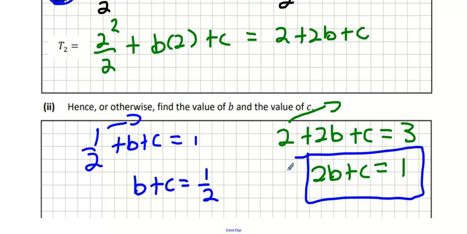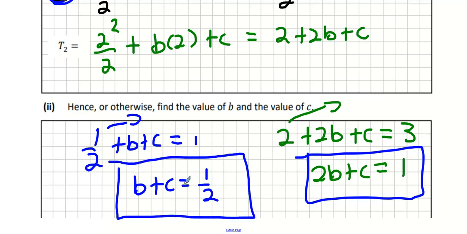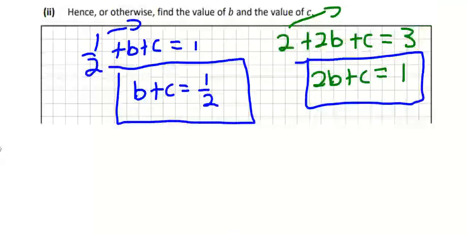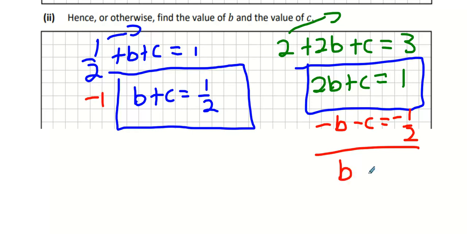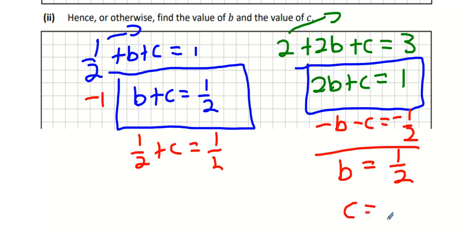What type of formula are the two of these combined? A standard simultaneous equation. Which letter would you like to get rid of? Your choice. Multiply this one by minus 1. What do we get? 2b take away b. B equals a half. And your c value then? If b equals a half and a half plus c is a half, what's that mean about your c value? Yeah, c has got to be 0. And we're done.